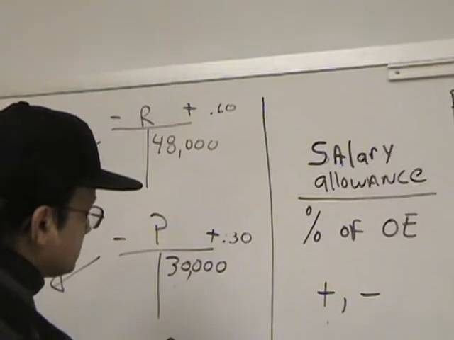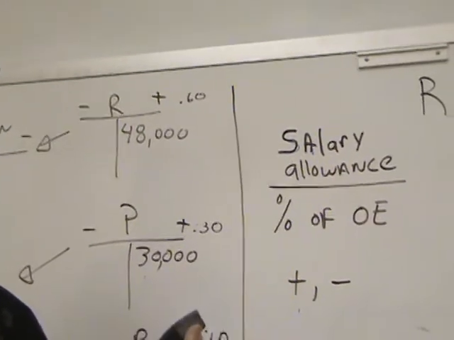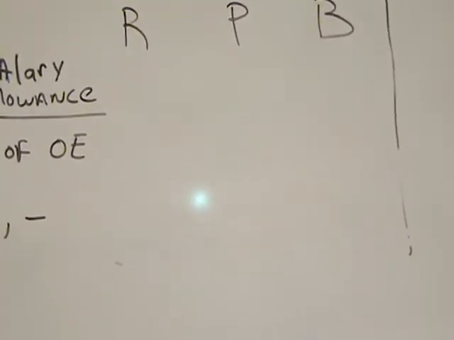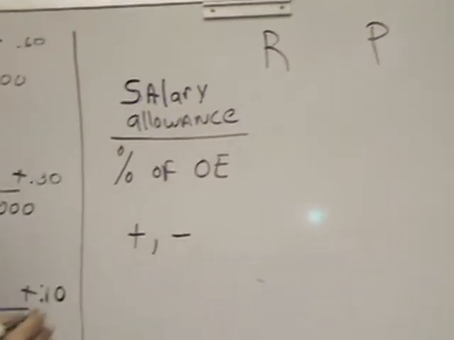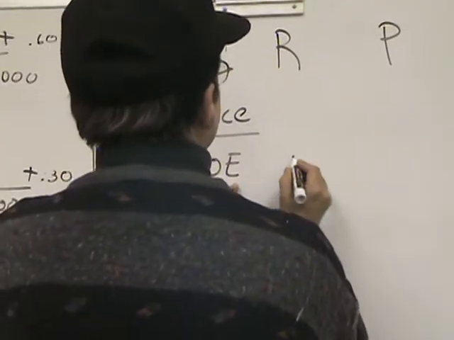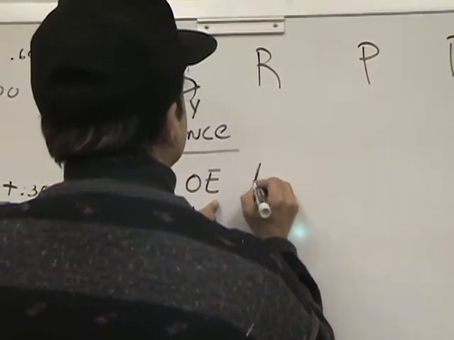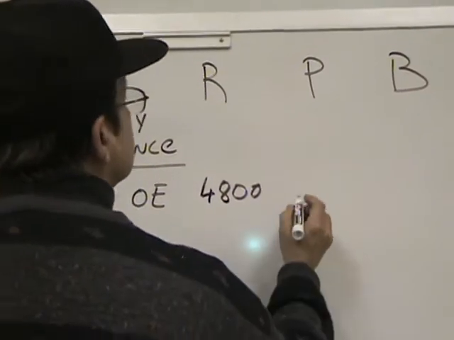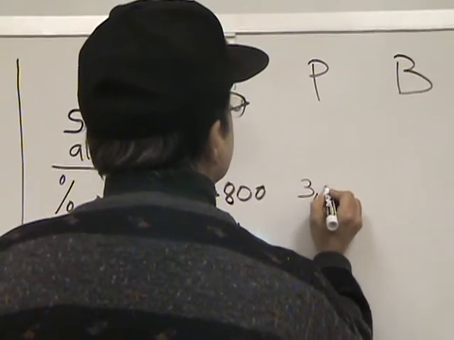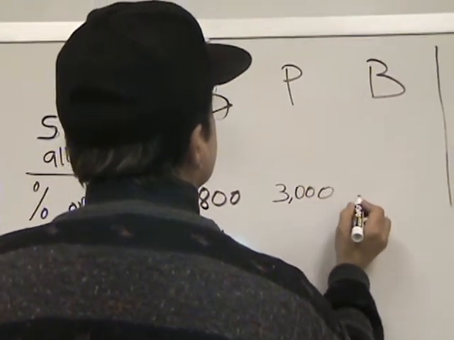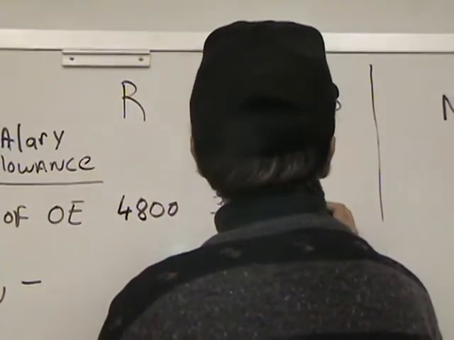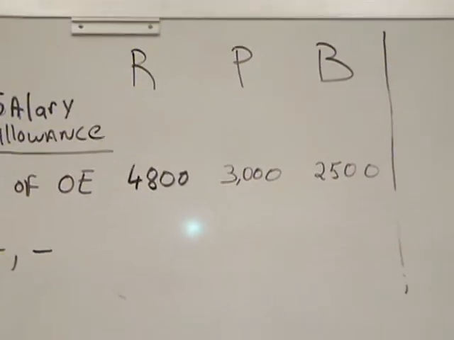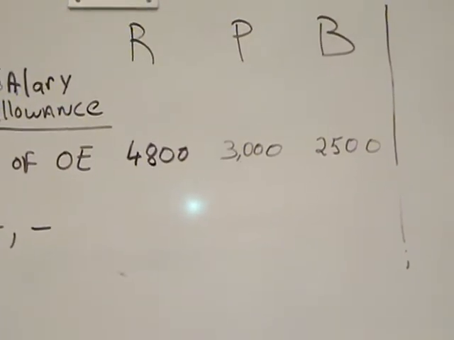So they're going to get 10% of their owner's equity. 10% of 48,000 is 4,800. So under R, put 4,800. See the column, percentage of owner's equity? Put 4,800. Under the next guy, put 3,000, which is 10% of 30,000. And then 10% times 25,000 is 2,500. You add those three together, you put it to the right column. What does that equal? 10,300.